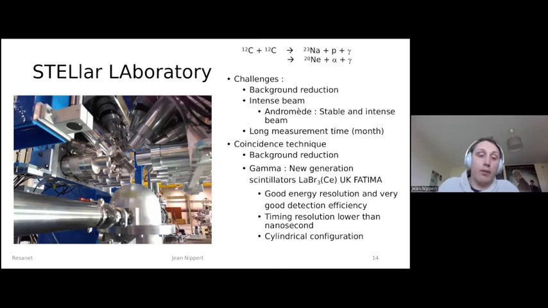The gamma will be measured by 36 scintillators that are lanthanum bromide from the UK collaboration FATIMA, and those have the advantages of having a good resolution and a very good detection efficiency. They also have a timing resolution lower than the nanosecond, and that is really important for the synchronization for the coincidence technique. And we will come back a bit later to this.